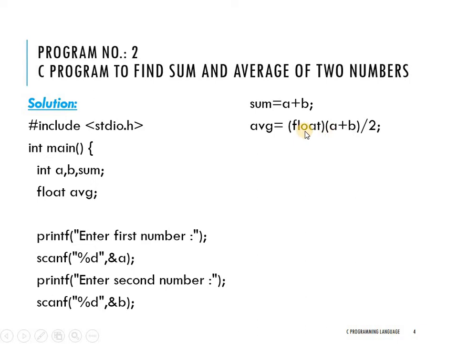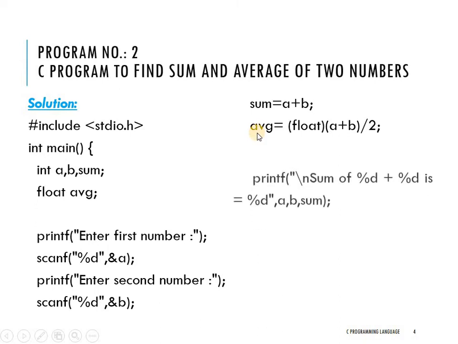But here I have used one more data type. This is typecasting. Why I have given it like this: here we are going to add a and b. A and b are both integer variables, so we will get the answer also as an integer. But the average is a floating variable, so we have to convert integer into float using typecasting. If I use float here, the output will be converted into float and then stored in the average variable.